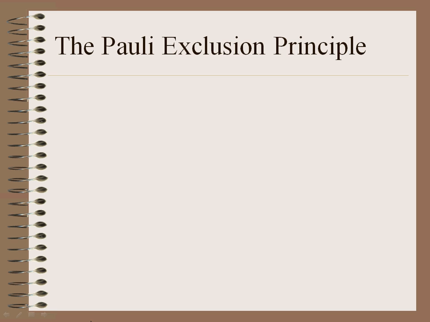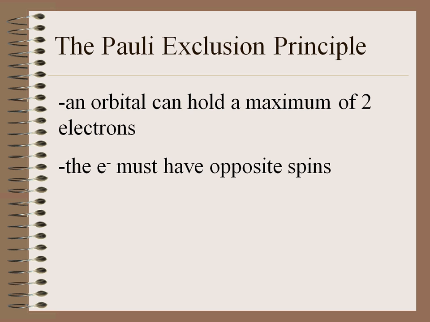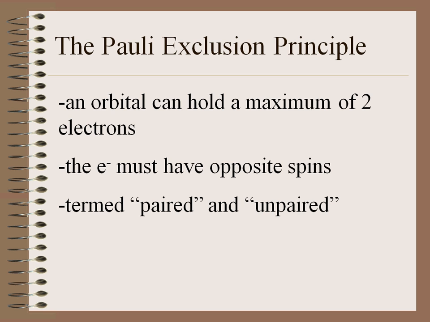Okay, the Pauli exclusion principle. Again, look in your notes. I believe you're going to flip the page. What the Pauli exclusion principle says is that an orbital can hold a maximum of 2 electrons. In order to be in the same slot, they have to be opposite spins. They can be either paired, meaning there are 2 of them, or unpaired, meaning there is only 1 of them. But you can never place more than 2 electrons in the orbital.